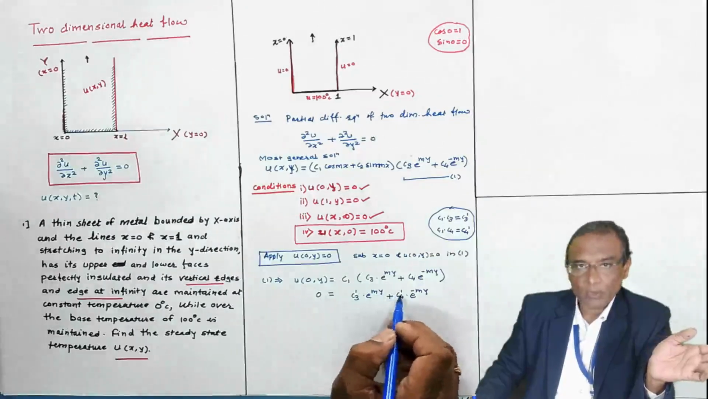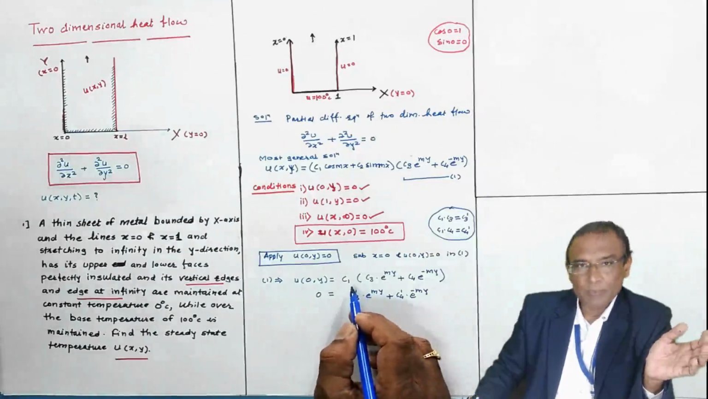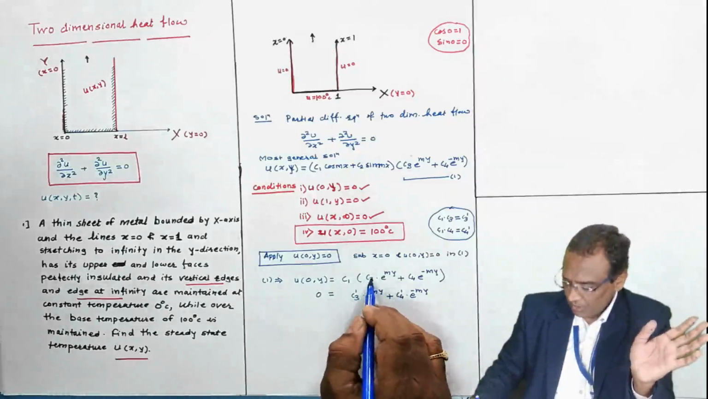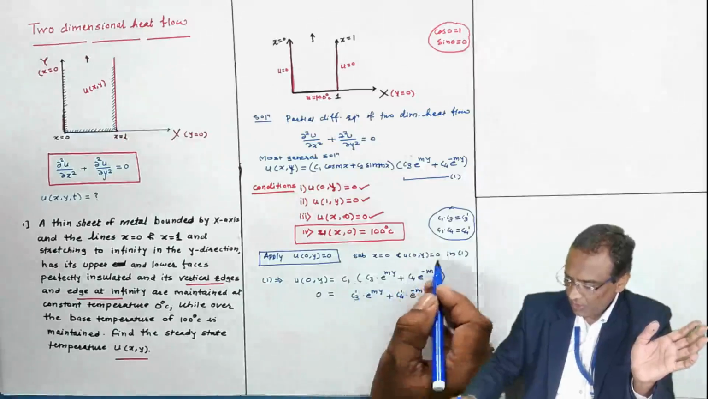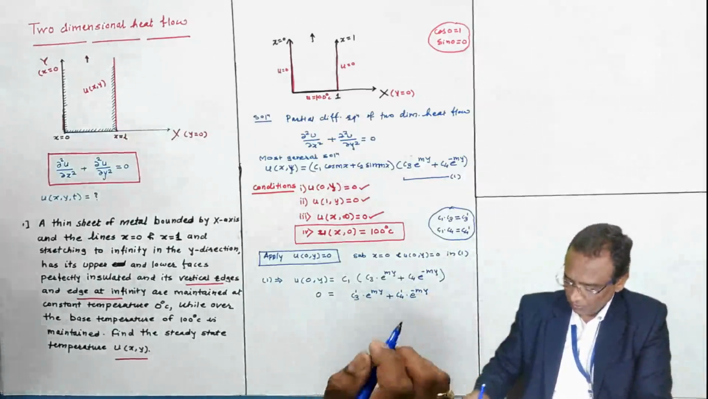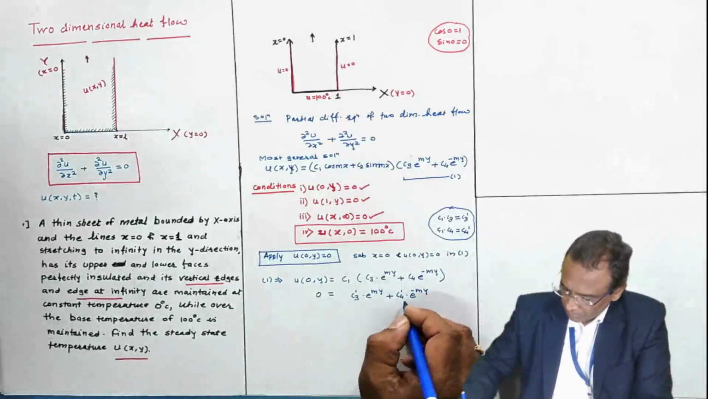This step is not at all required, but in order to minimize the constants, that's what I have done. C1 into C3 is C3 dash and C1 into C4 is C4 dash. For convenience only I have done, but this step is not required at all.